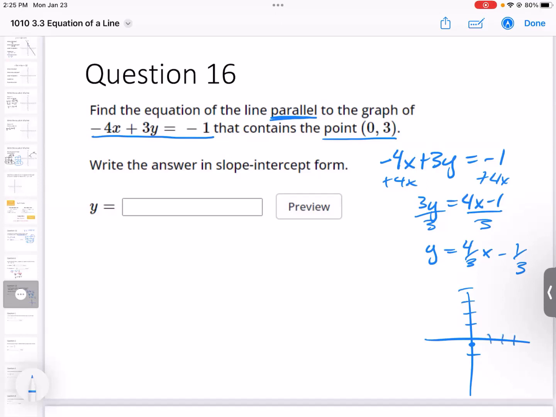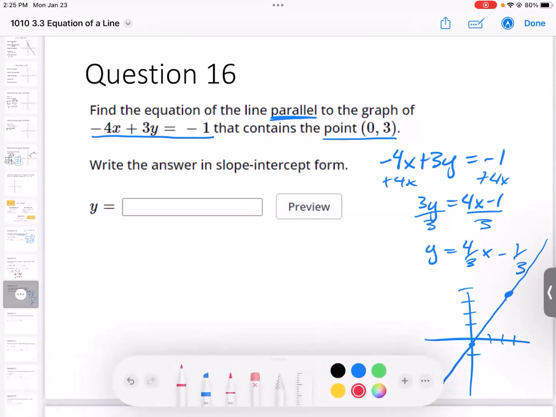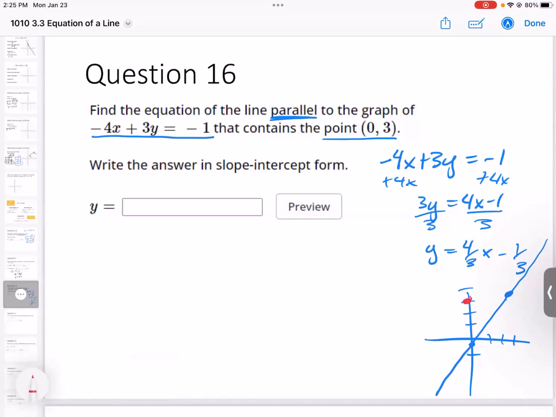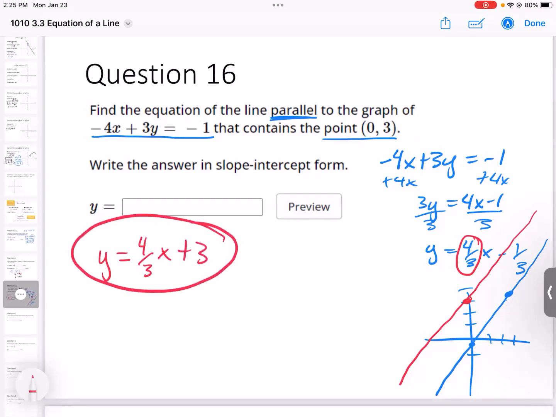kind of like this-ish. So this is the line they gave me, but they want me to find a line that's parallel to that line that goes through the point 0, 3. So what they're asking for is essentially this line right here. And so since I know what the intercept is, I could just go straight to slope intercept form, but you could also use point slope form if you wanted to. But in this case, my slope has to be the same slope as the slope of the line they gave me, which is 4/3. And then the y-intercept would be a positive 3. So this would be my equation.